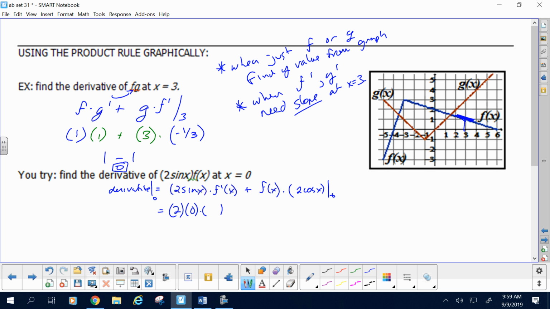But what is f prime of 0, just for the fun of it? Negative 1/3. It is negative 1/3. Okay? Plus f at 0. What's f at 0? 2. It's the y value on the f graph at x equals 0, which is 2. And what's 2 cosine of 0? 2 times cosine of 0 is 2 times 1 is 2. So your answer is 4. Yay. That's it. So, product rule.